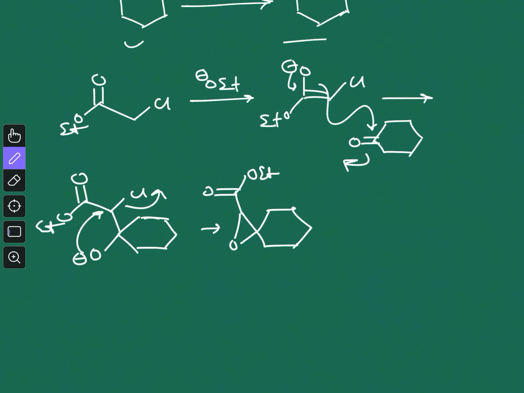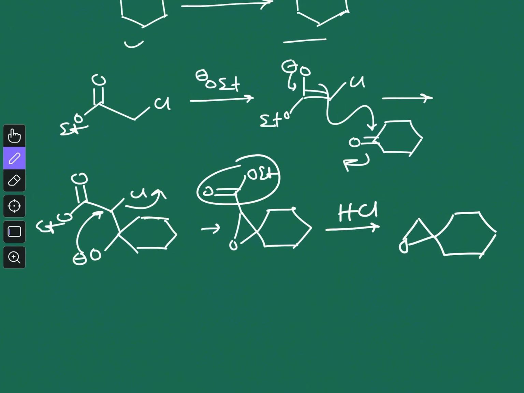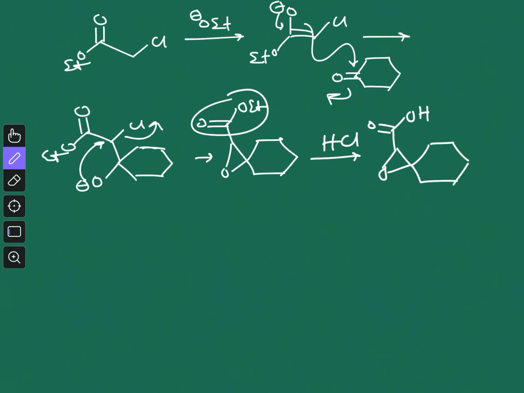Now what you have to do is just put some acid, HCl. The acid will first hydrolyze this ester. So first ester hydrolysis will occur, and that will give you acid over here. So the ester will be hydrolyzed to acid. Now comes the epoxide ring opening. How can this epoxide ring be opened? This is important. This is the main step here.